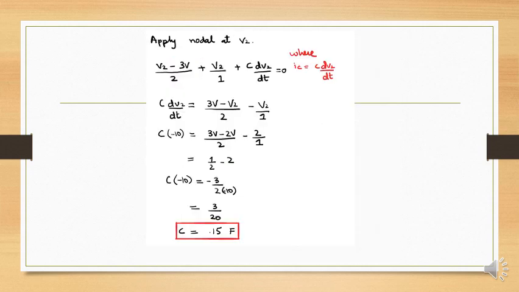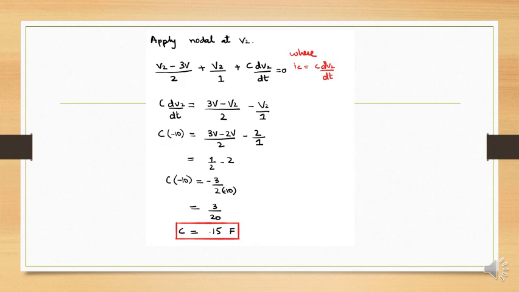At node V2, (V2 minus 3)/2 plus V2/1 plus C dV2/dt. Now IC is equal to C dV2/dt. In nodal analysis, what are we going to find out? We are going to find the value of current in each branch. So in the first branch, (V2 minus 3)/2, where 2 is the resistance, we got the current. V2/1, where 1 is the resistance, we got the current. And in the third case, a capacitor is there. How can we find the current in case of a capacitor? IC is equal to C dV/dt.